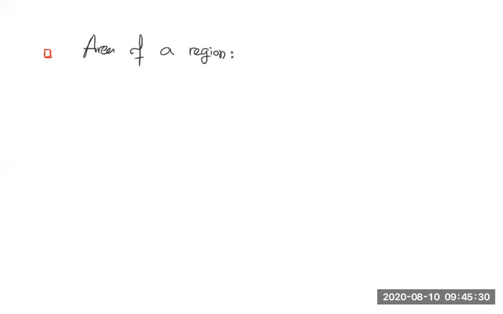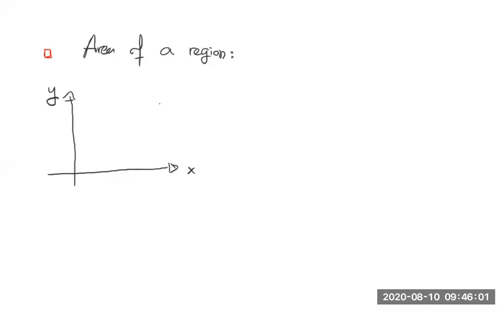So, this is something which you might have seen before. If you have the plane R2, which we can show with X and Y, there might be some curves that give you an area. Let me show it like this. There might be some curves which give you some region in the plane.